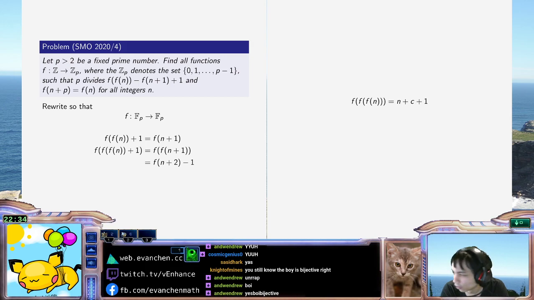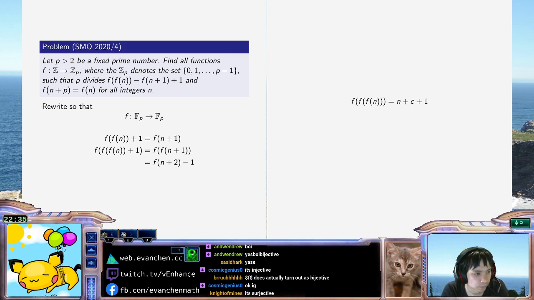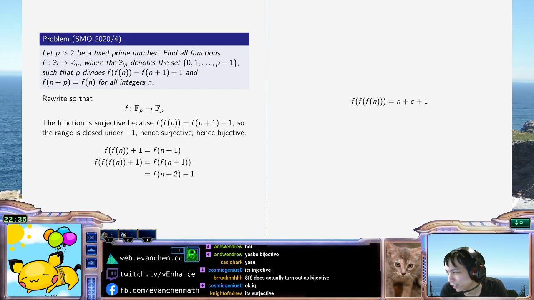I don't even see why it's bijective anymore. I don't see a reason the function must be surjective. Oh no, sorry, yeah. This function is obviously surjective because f of n is f of n plus 1 minus 1. Written this way, I pick whatever I want in the range, so the range is closed under minus 1, hence surjective, hence bijective. Okay, fine. We still at least have that. The only saving grace. Can I use that at all?